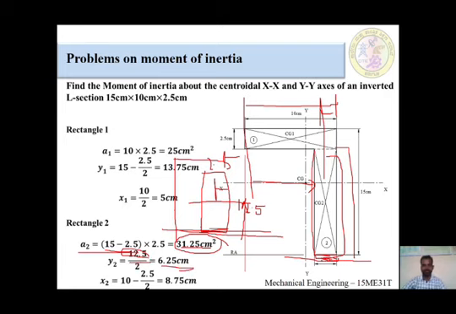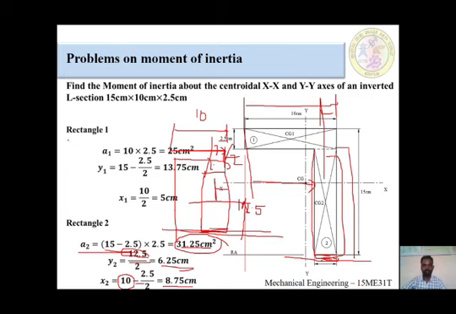Okay, after this, how to find out X2? From here to this distance, how much is it? Total is 10. From here to here it is 2.5. Right, then for half of the component we have to divide by 2. So the total distance 10 minus 2.5 divided by 2 is equal to 8.75 centimeter. Okay, up to here I guess you people understood very well.